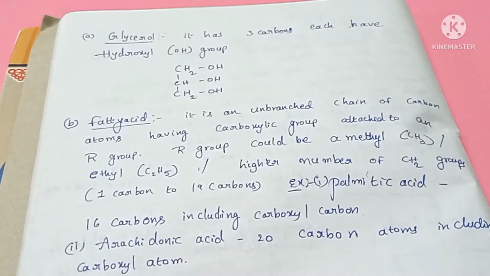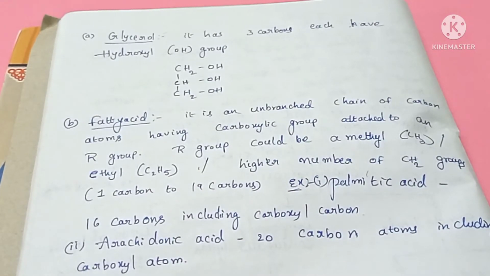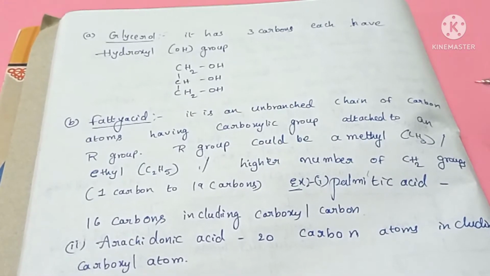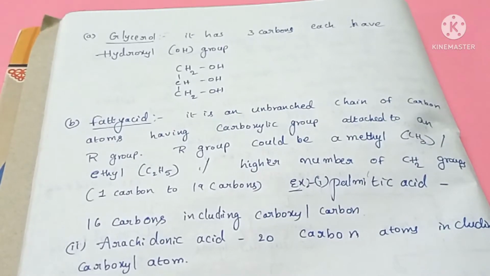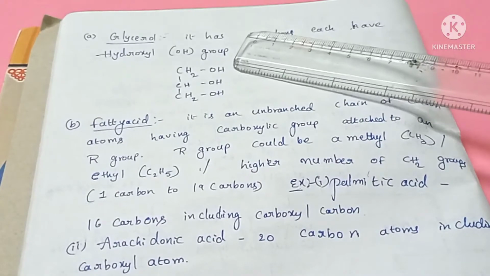So we have studied that fat consists of glycerol and 1 to 3 molecules of fatty acids. So now we'll see glycerol. What is glycerol? It has 3 carbons present. What does glycerol consist of? It has 3 carbons. See here, this is the glycerol structure.